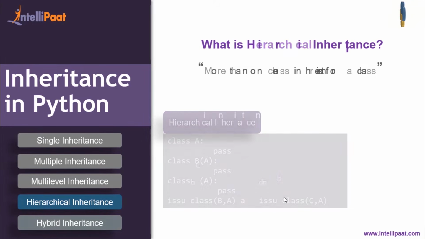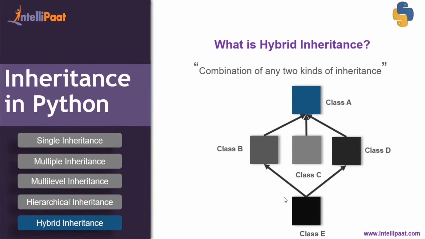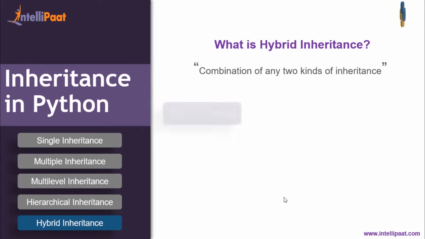Fine. Next we have hybrid inheritance. It's a combination of any 2 different kinds of inheritance. So we have a class A over here and classes B, C, D. These are an example of hierarchical inheritance, right? As all 3 of them are acquiring the properties of class A, whereas class E is acquiring the properties of B and D, right? So it's an example of multiple inheritance. It is acquiring both the properties of class B as well as D. Let's see an example over here.